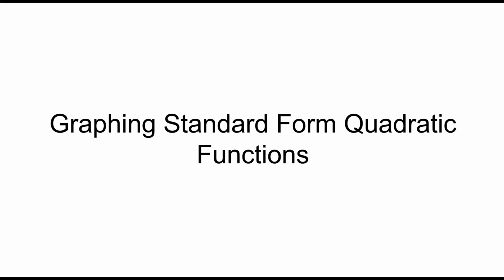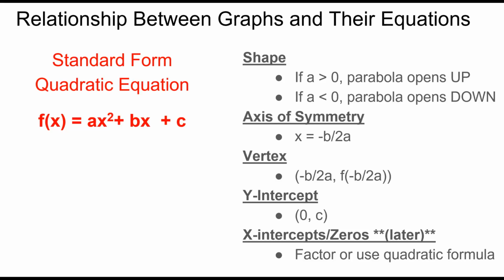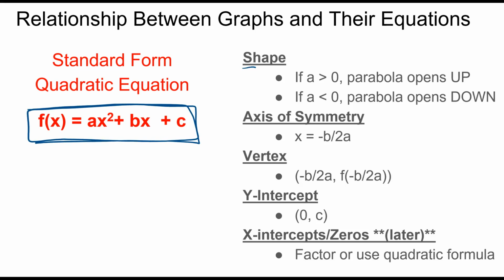All right, we're going to start by graphing standard form quadratic functions. So there's a relationship between the standard form quadratic function, which is right here, and what we know about this function. We can learn about the shape of this function by looking at the leading coefficient a. If our a is positive, our parabola will go up. If our a is negative, our parabola will go down.